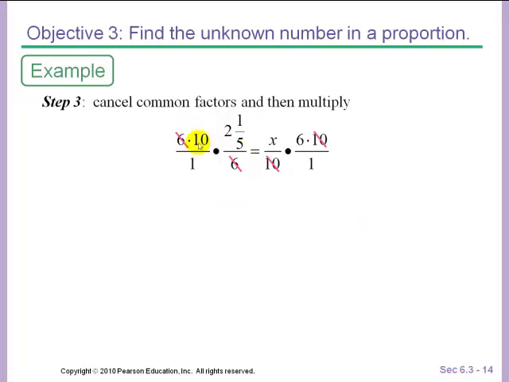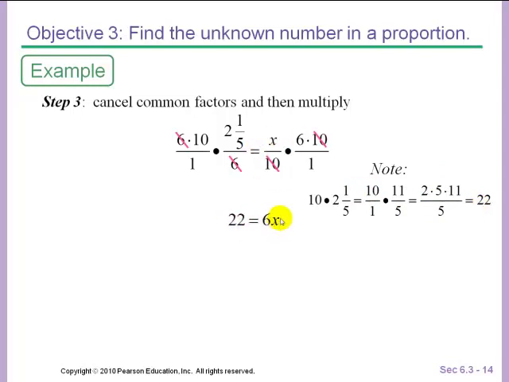I know some of you are still struggling with fractions, so I will take a moment to explain 10 times 2 1/5. So 10 times 2 1/5, write 10 as 10 over 1, write 2 1/5 as the improper fraction 11/5. You could multiply this together and have 110 over 5 and then simplify, or again, out of laziness, just rewrite 10 as 2 times 5. The 5's cancel, and then 2 times 11 is 22. So we should get 22 equals 6x.